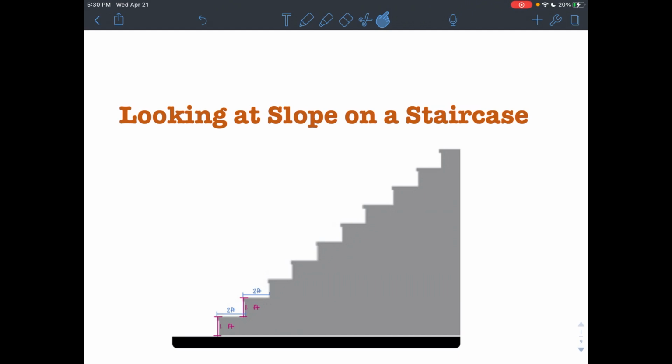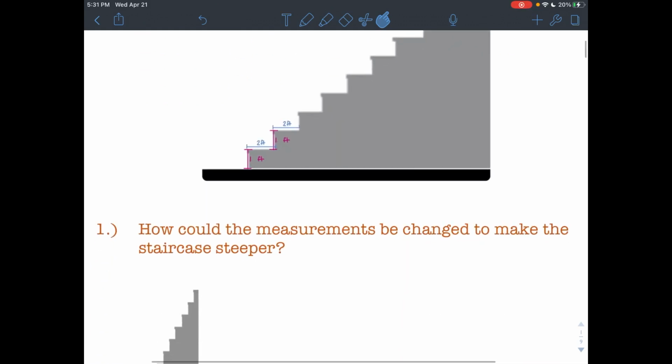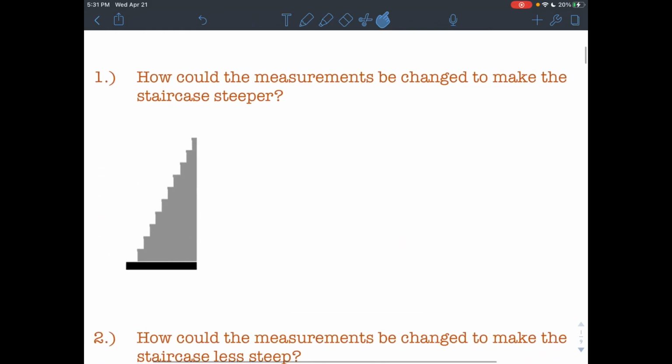We will be using this staircase to help us along. As you can see, we have a staircase, and I have some dimensions drawn on there. What you will do is watch this video, listening to the instructions, pausing it, working on that section, and then playing the video again once you've completed each section. Let's look at this first section.